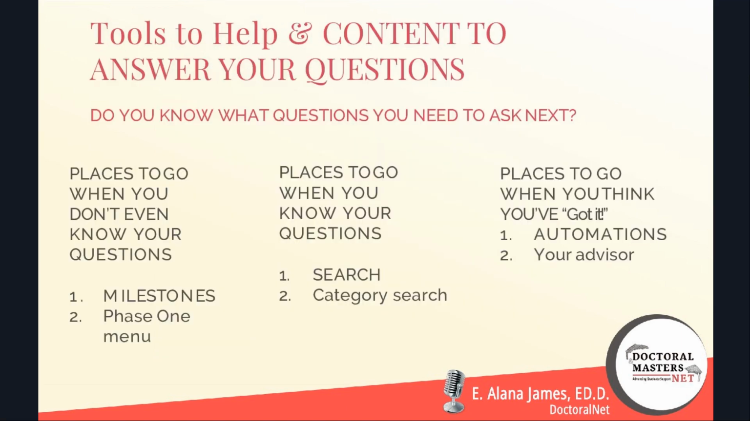And then this is a list of tools that might help you as you go. When you don't even know what your questions are, then you go to the milestones in the phase 1 menu, and that gives you a process. If you know what your questions are, then you search. You can also do a category search. There are 10 underlying categories that we find lots and lots of students search on. And so you can just search by those categories and look at everything that's under that category. Sometimes when you're figuring things out, that can be quite helpful, just to check out what's available.